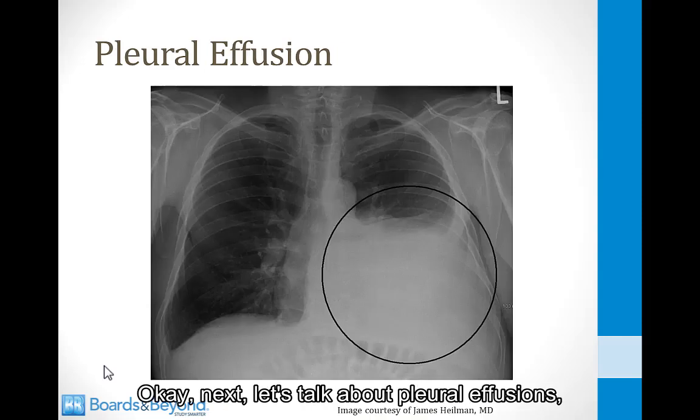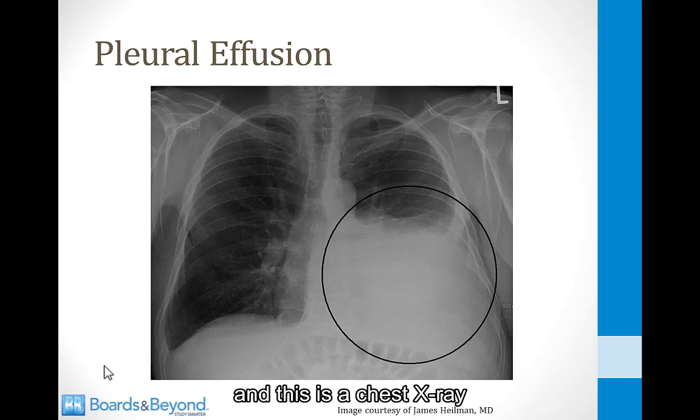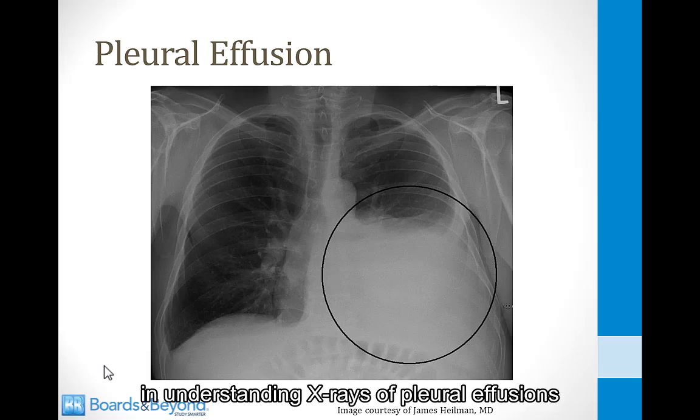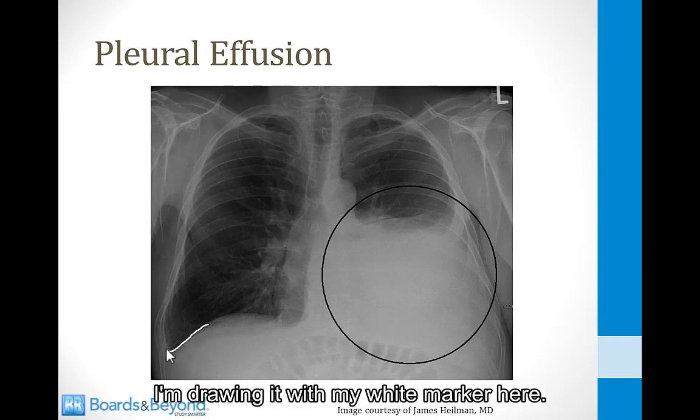Okay, next let's talk about pleural effusions, and this is a chest x-ray showing a large left-sided pleural effusion. So the first thing you have to know in understanding x-rays of pleural effusions is the costophrenic angle. So what's that? So the costophrenic angle is right here. I'm drawing it with my white marker here. It's where the diaphragm meets the ribs.